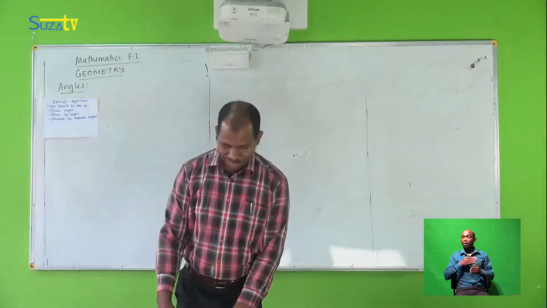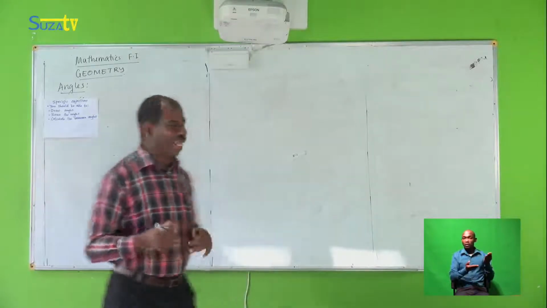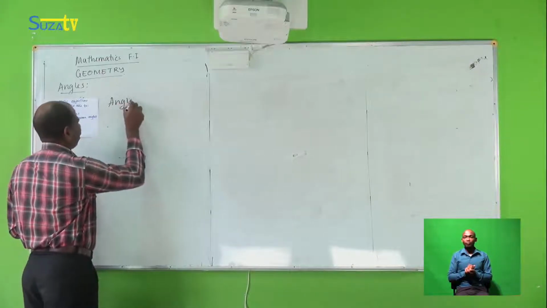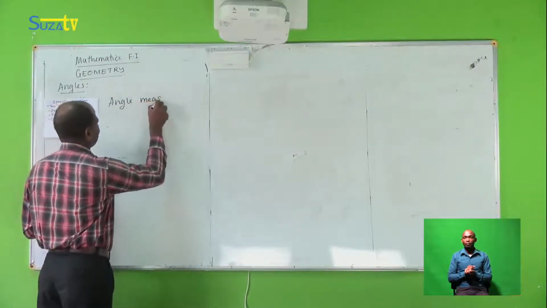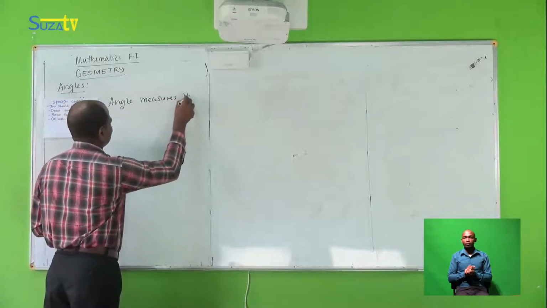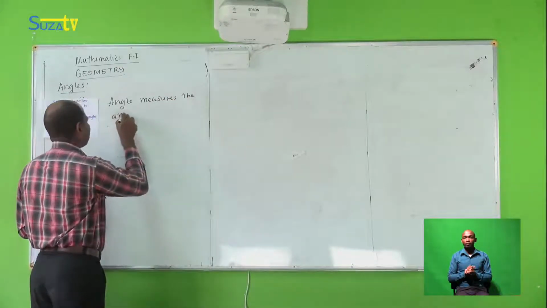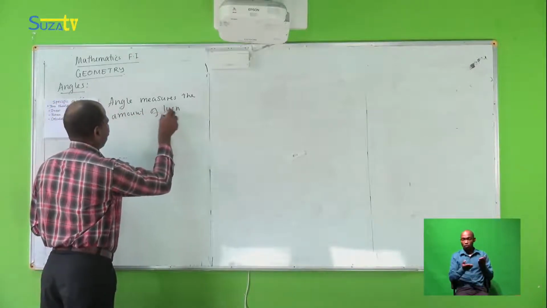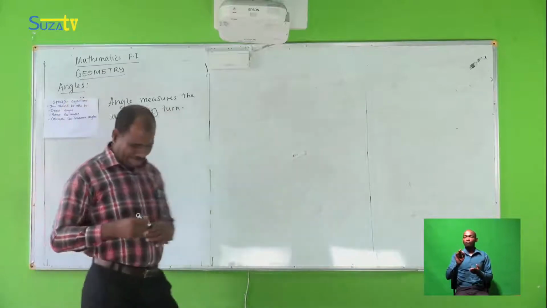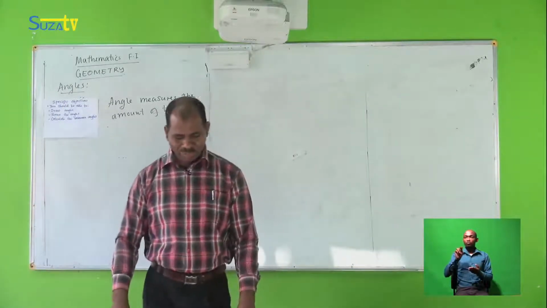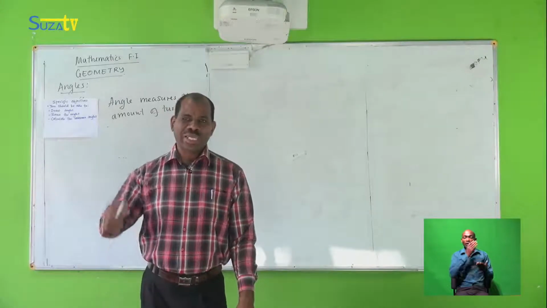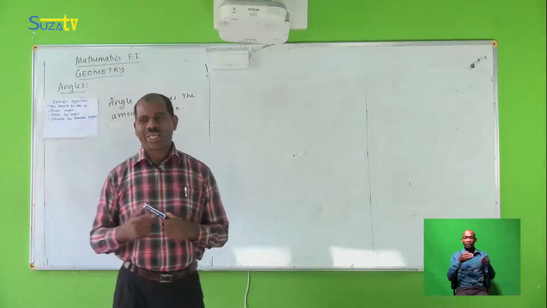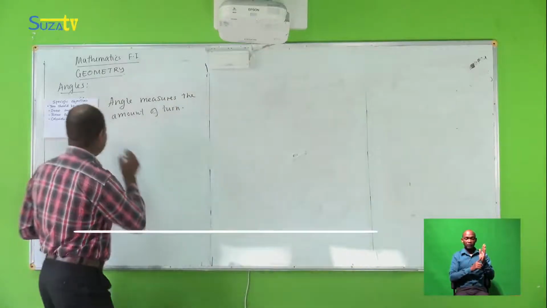My students, angle measures the amount of turn. Angle measures the amount of turn, and a complete turn is an angle of 360 degrees.